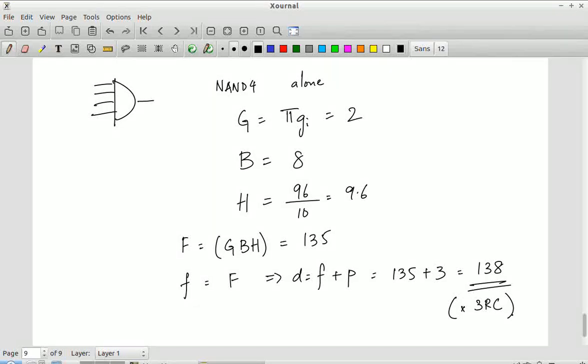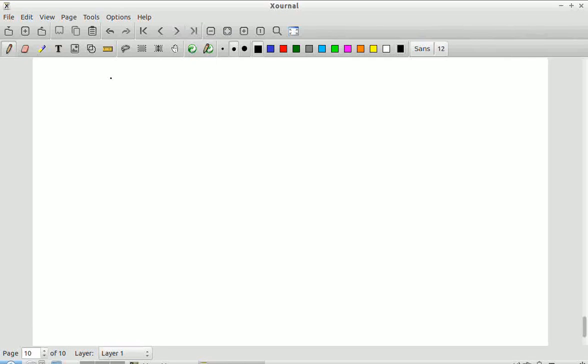What if I have changed the circuit slightly and made it NAND 4 followed by an inverter to make it an AND gate? Now, once again S is equal to G into B into H. This is the only change. The logical effort becomes 2 into 1, which is the same as 2. The number doesn't change. Into 8, into 9.6, so it remains the same, 135.